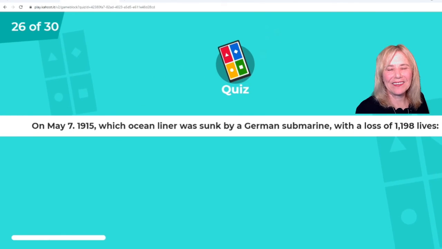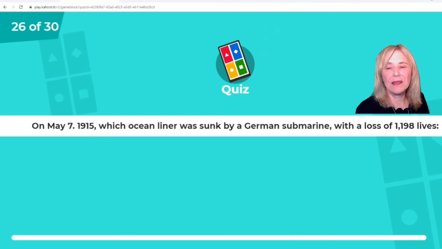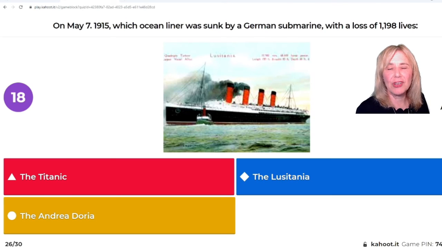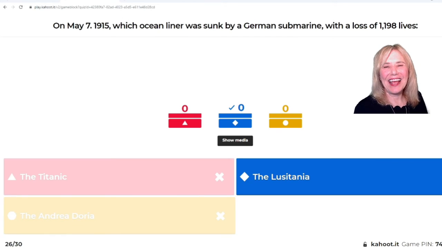Question 26. On May 7th, 1915, which ocean liner was sunk by a German submarine with a loss of 1,198 lives? Was it the Titanic, the Lusitania, or the Andrea Doria? Tricky question, but look at the picture. Yes, if you guessed the Lusitania, you guessed the right answer.